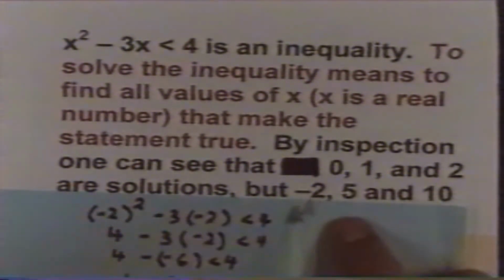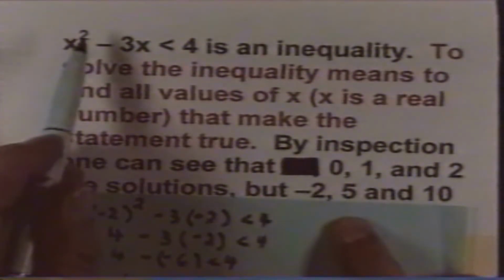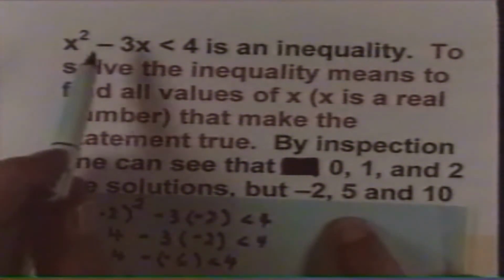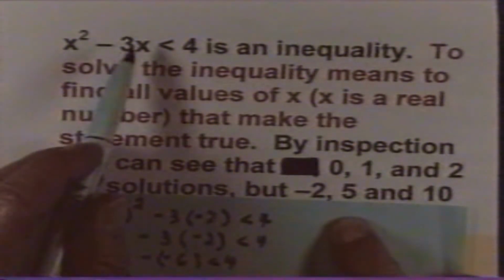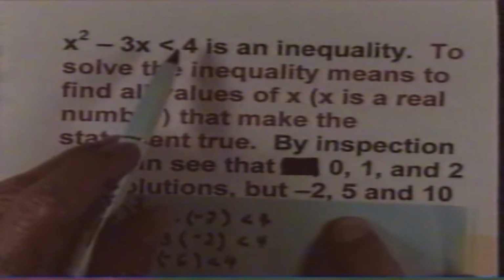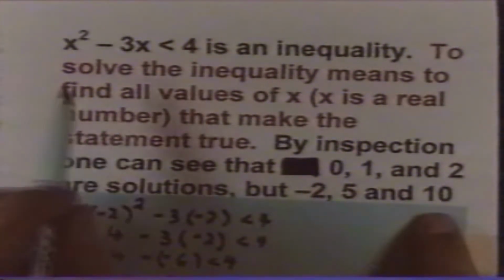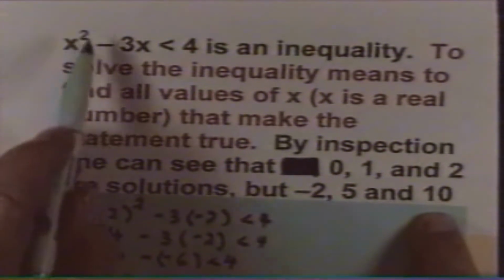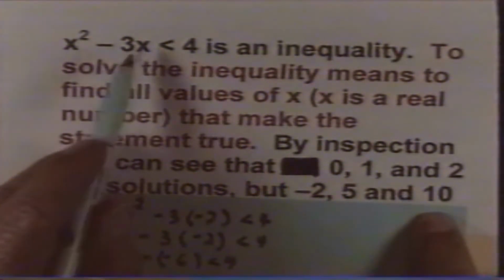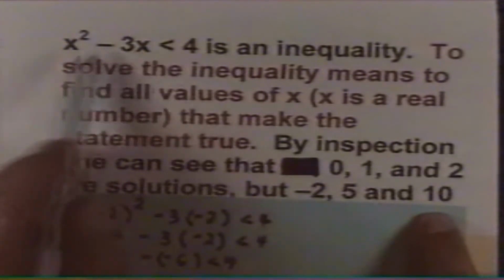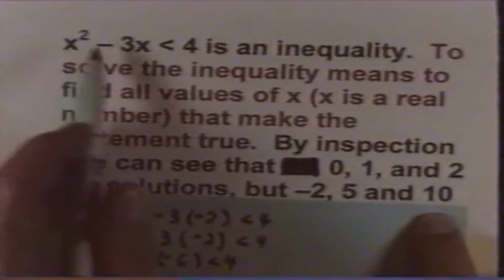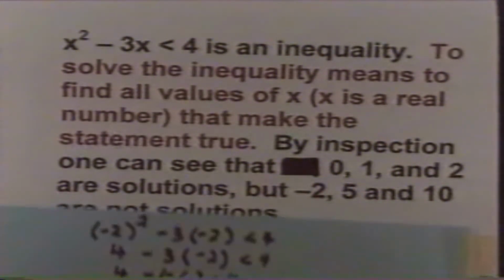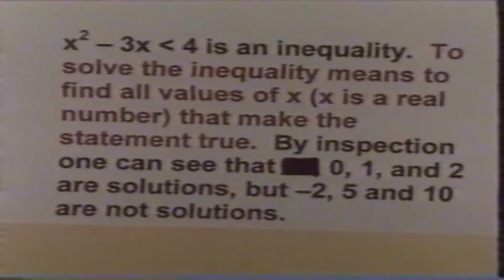5 is not going to be a solution. Let's do that in our head. 5 squared is 25. 25 subtract 3 times 5 is 15. So 25 subtract 15 would be 10. 10 less than 4 is false. Try 10. 10 squared is 100. Minus 3 times 10 is 30. 100 minus 30 is 70. 70 less than 4 is false. So negative 2, 5, and 10 make the inequality false, so they are not solutions.